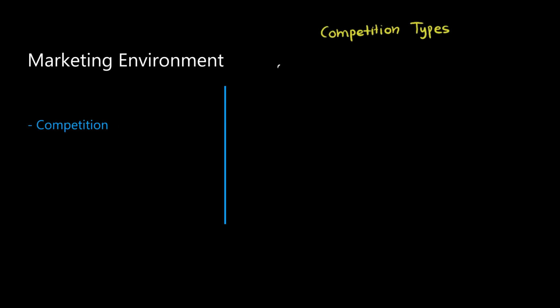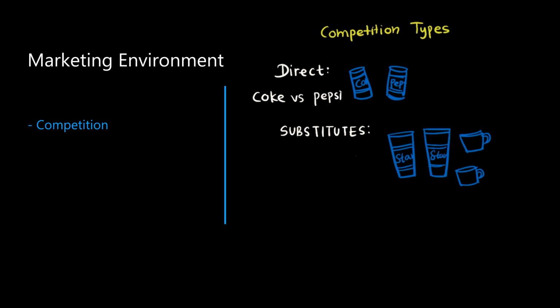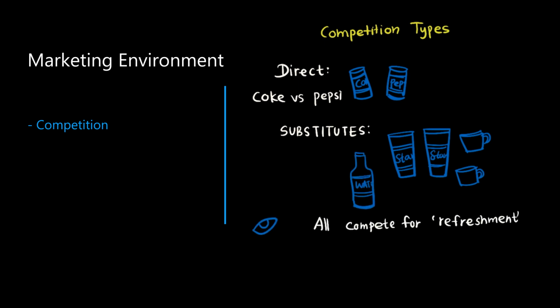Competition comes from direct competitors offering similar products and substitute products meeting the same need differently. Coke competes directly with Pepsi, but both compete with coffee, tea, energy drinks, and even water as substitutes for refreshment. Successful marketers constantly monitor both types of competition.